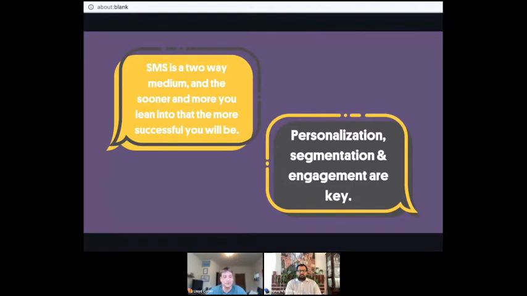Social media is public. There's no private feature to that other than DMing. Email is just not a relationship, right? Every email you send is like a brand new communication with those folks. There's no chat history. There's no sense of a long-term relationship. SMS is the one tool that you have that is that two-way medium. So the more you lean into that, the more you think about the way people already use their phones, the more successful you're going to be. So to me, personalization, segmentation, and engagement are those three keys that are going to really bring up your game.